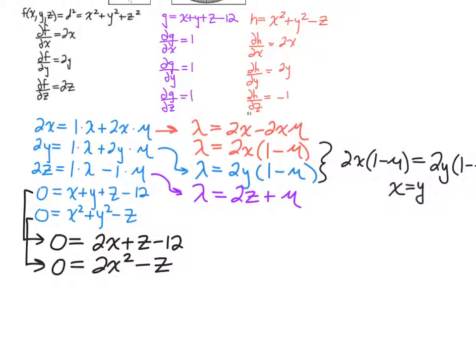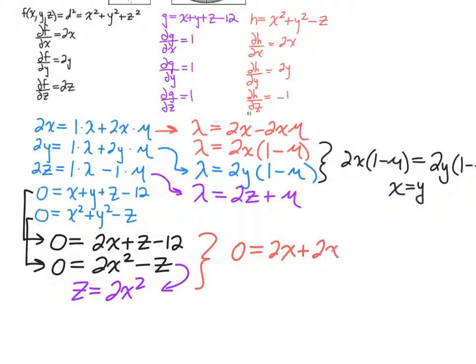All right, so I'll solve for z. z is equal to 2x squared, which brings these two together through substitution to give me 0 equals 2x plus 2x squared minus 12. All right, so we're kind of on the road here. Clean it up. Chop everything in half, reorganize. So we'll be looking at x squared plus x minus 6 equals 0.